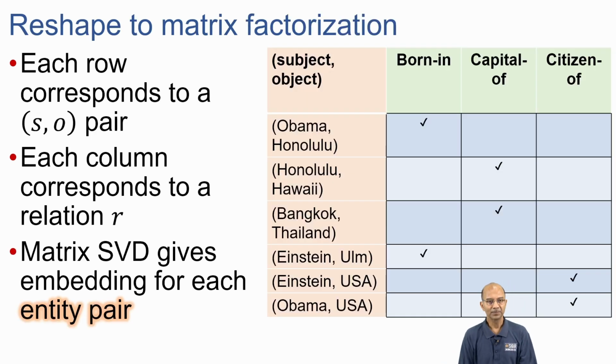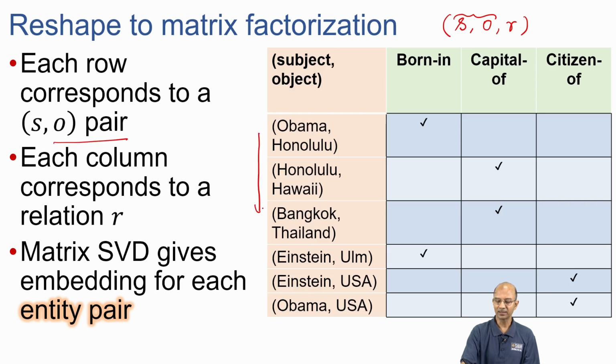The first technique. Suppose we want to reshape tensor factorization into an act of matrix factorization. Remember that we start with S, R, O. We group S and O together into a pair and make that the row. So, Obama and Honolulu is a pair, Honolulu and Hawaii is a pair, Obama and Nigeria is a pair. Every possible entity pair appears here in principle, and every column is a relation.